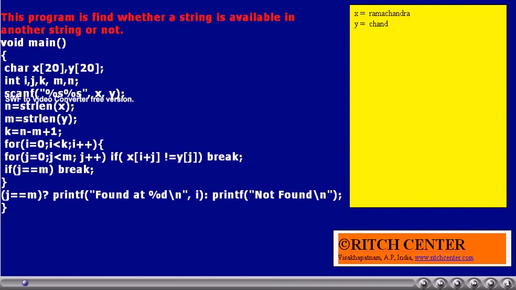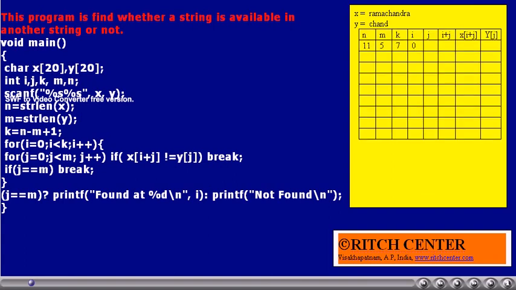Consider the strings: x is Ramachandra and the string y is Chand. The string length of x is 11, and the string length of y is 5. Thus n value is taken as 11, m value as 5. Thus the number of substrings from x of length 5 becomes 7, that is, k value becomes 7. Now when i value becomes 0, we are supposed to take a substring of length 5 from the string x starting from index 0. And then each of them will be compared with the characters of y. That is taken care of by the inner for loop.